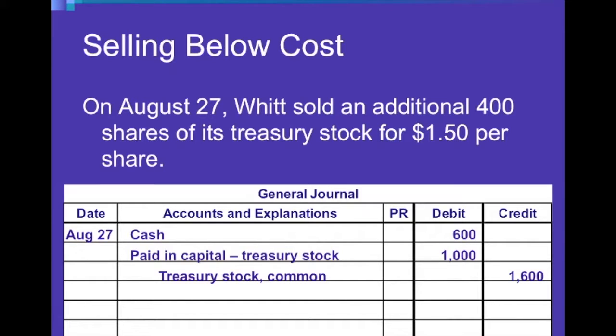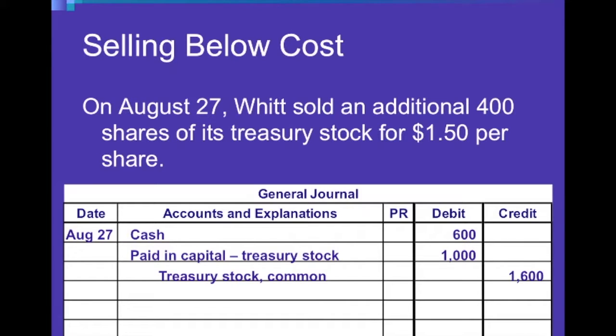This one does come with a very particular rule, though, so make sure you pay attention to this one. You can only debit paid-in capital treasury stock if that account has a balance. You cannot create a negative balance in paid-in capital treasury stock. So this time it works, right? This time I can debit paid-in capital treasury stock because that account had a balance of $2,000 from the previous slide. So it has $1,000 that I can take out of there. But I cannot create a negative paid-in capital balance. Negative paid-in capital doesn't exist.